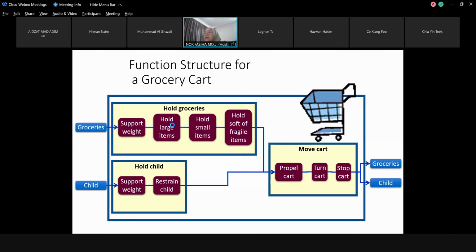Okay, this is another example: the function structure for a grocery cart. For a grocery cart, the inputs are groceries and child, and the outputs are also groceries and child. What are the sub-functions inside? Well, vending machine. Yes.